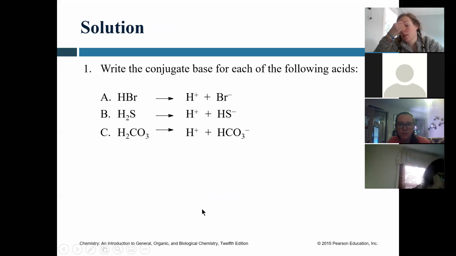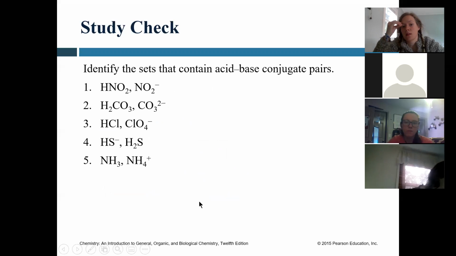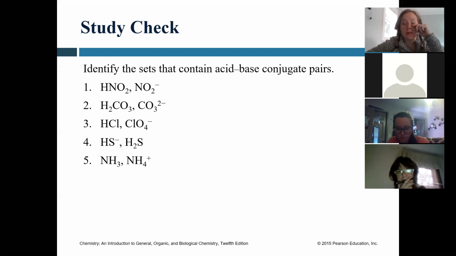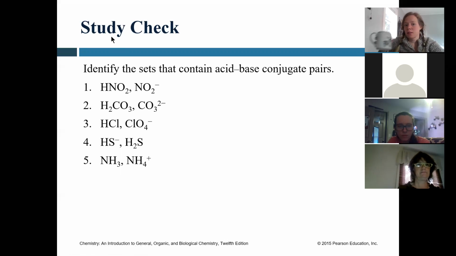Okay, so there are the conjugate bases, there are the conjugate acids. Looking at these, identify the sets that contain acid base conjugate pairs. They're correct conjugate acid base pairs. And it could go in either direction. Could be a base with its acid or an acid with its base. Pretty much find the ones that don't look right, which ones are wrong. I'll give you just 30 seconds.